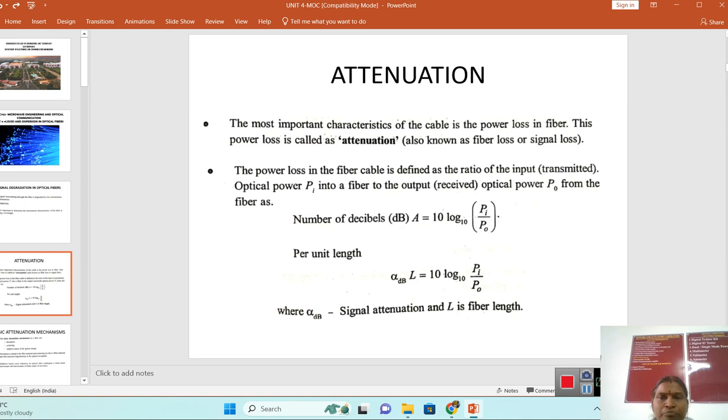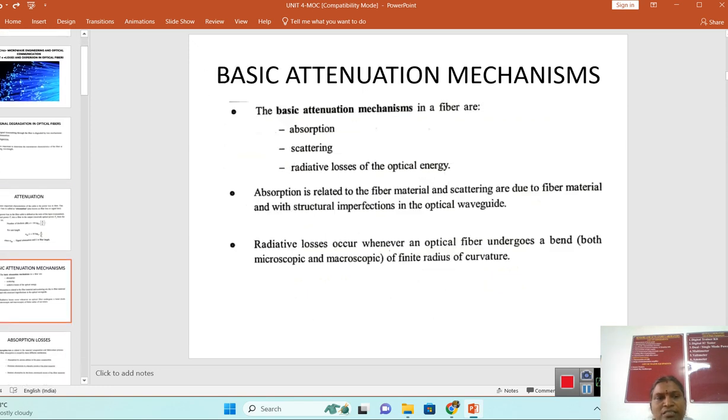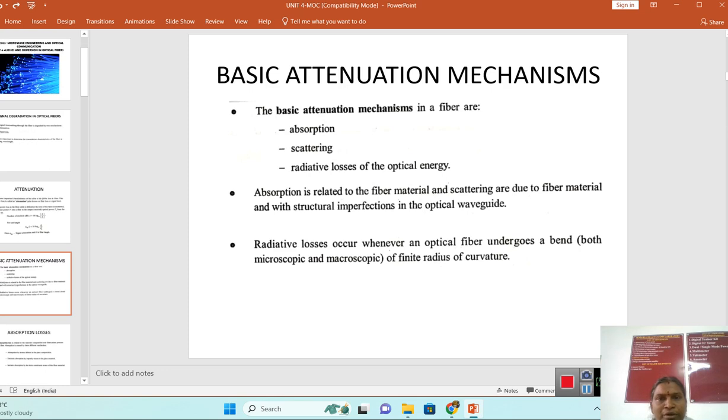output power. Here we have to measure the attenuation in terms of dB. We can measure alpha dB times L, because we are going to find the attenuation per unit length, so we have to mention the L. Alpha is the signal attenuation and L is the length of the fiber.